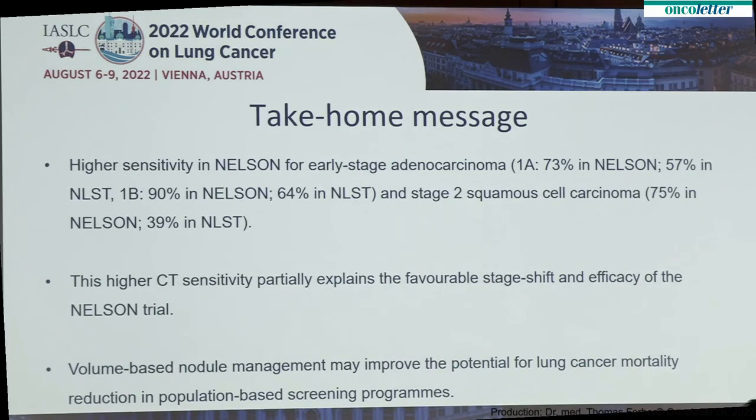If we perform simulation modeling, we find a higher sensitivity in the Nelson trial for early-stage adenocarcinoma particularly, as well as stage 2 squamous cell carcinoma, with sensitivities as high as 73% for detecting a stage 1A adenocarcinoma. And we find that this is able to explain the stage shift and efficacy of the Nelson trial. We did not find the timing of the screens, nor the number of the screens, nor the study population in itself to be able to explain the difference we saw in the stage shift in the Nelson trial. For that, we needed new estimates of the CT sensitivity.